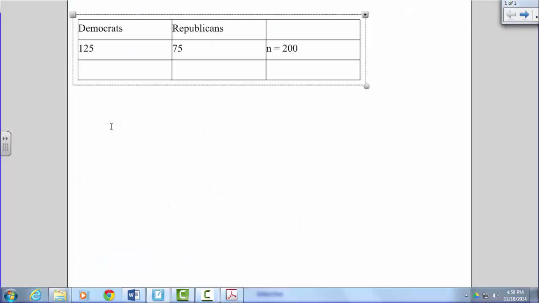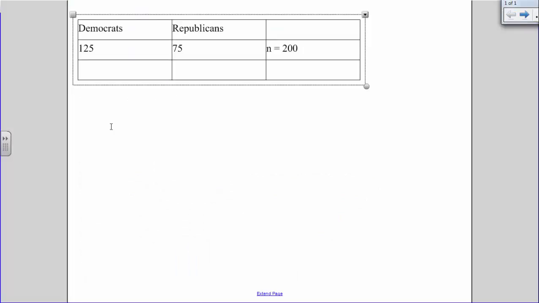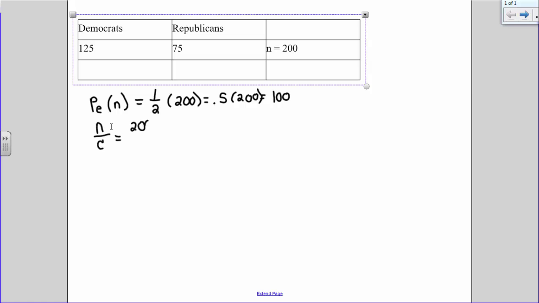So the first step is we need to figure out the frequencies expected for each one of these. There's two ways you could do this. You could do the PE times N. And remember, the PE is equal to 1 divided by the number of columns, so 1 divided by 2. And then N in this case is 200. So this would be 0.5 times 200 equals 100. Or we could just say N divided by the number of columns, which is 200 divided by 2. You still get 100 for both of these.